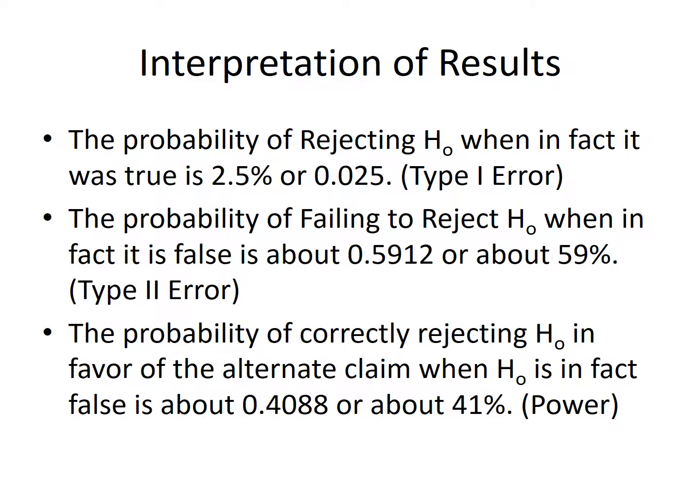The probability of correctly rejecting the null hypothesis in favor of the alternate claim when the null hypothesis is in fact false, in this example, is only about 0.4088, or about 41%. And that is the power of the test.